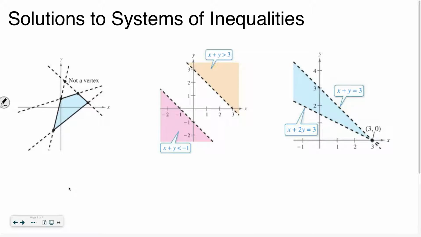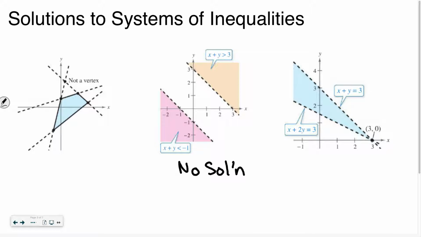There's two lines that are being graphed. One is being shaded above in orange, the other shaded below in pink. Is there any overlap for those two shadings? No overlap exists. They're never going to cross each other. So this is an example of no solution. So your solution in a system of inequalities is where the overlap of the shaded region is. Okay, so you're looking for overlaps.